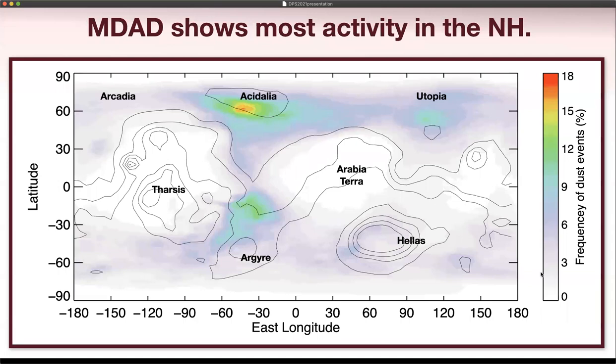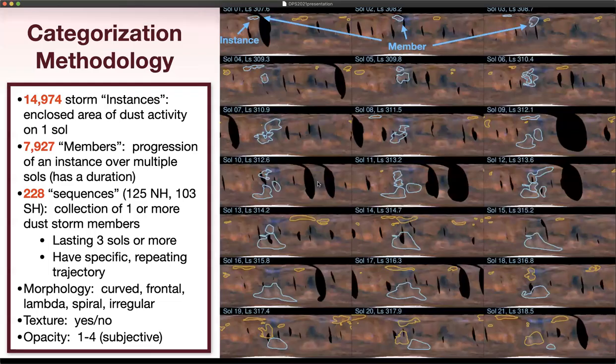First of all, the MDAD shows dust activity throughout 8 Mars years. Here's a frequency map showing where dust storms are most prolific. They form in Acidalia, Utopia, and Arcadia in the Northern Hemisphere, and to some extent near Argyre in the Southern Hemisphere, but we'll focus on the Northern Hemisphere here.